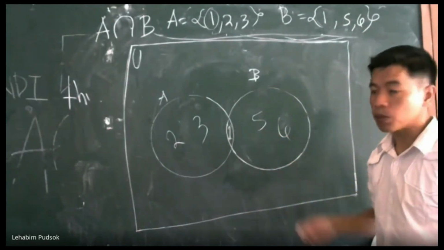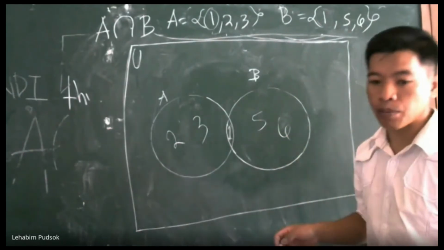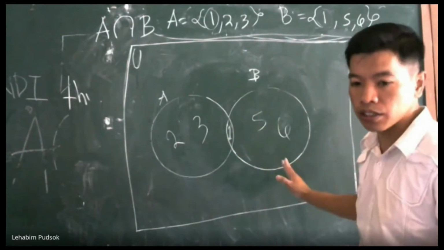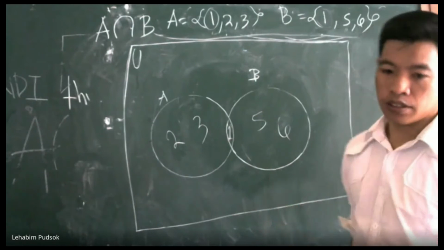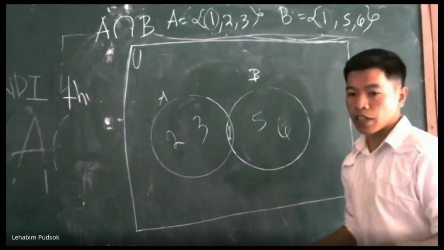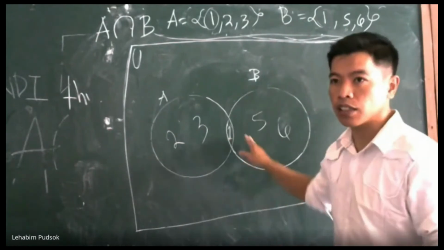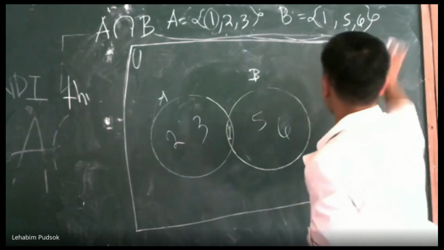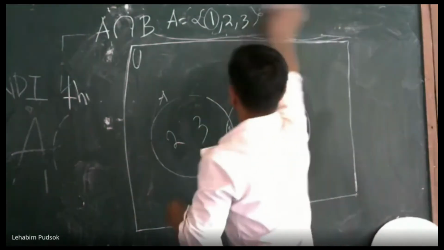So don't be confused about Venn diagramming. There are so many kinds: intersection, disjoint, subset. Okay. Next. There are also general ways, like this one, it is the same, still intersection.